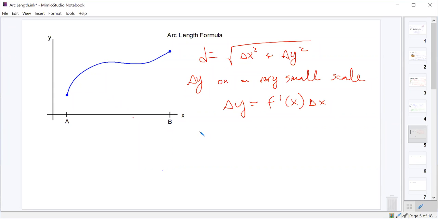So one would then think, hopefully, that I should be able to rewrite this as the square root of delta x squared plus, since delta y is now going to be equal to this differential approximation of it, since we're going to have an infinite number of these, this should be exact. It should be equal to f prime of x times delta x, squared. And with that, what should I be able to do? Sum it with like an integral? Well, I could, but it'd be nice if I simplify this a little bit first.